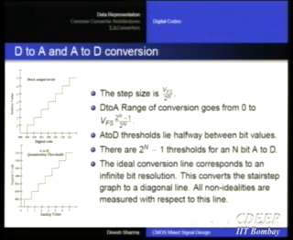There is also a slight change, if you are careful to note here, in A to D and D to A conversion. Essentially what happens when we do D to A conversion is that I give you a digital word and you give me an analog quantity which is proportional to it.